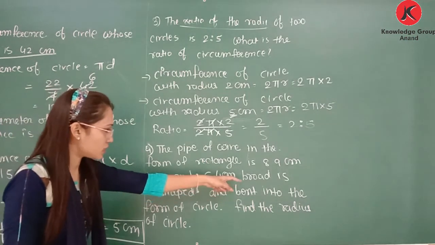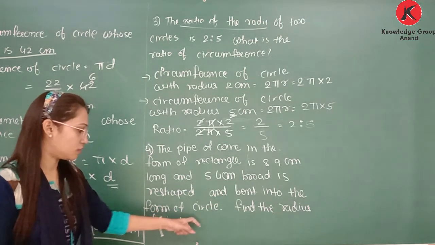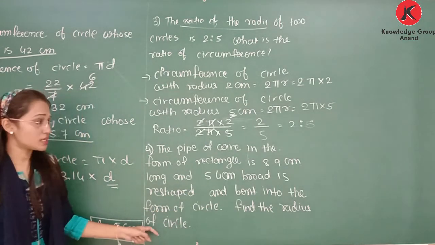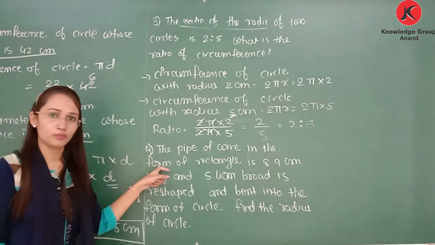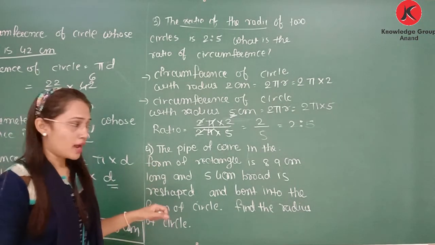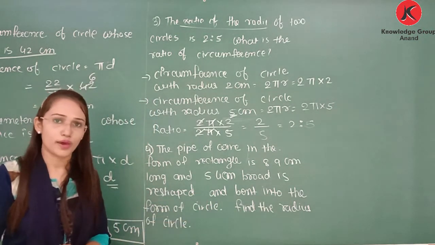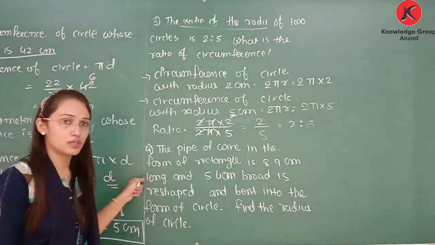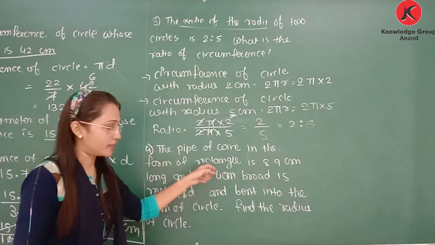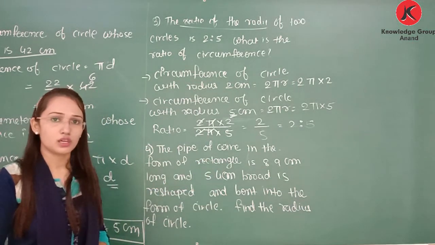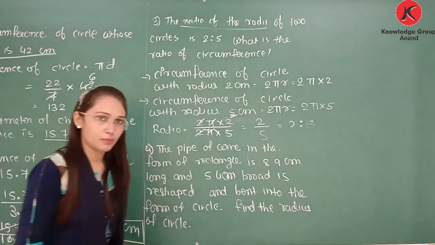Now next one. A piece of wire is in the form of a rectangle of length 8.9 cm long and 5.4 cm broad. It is reshaped and bent into the form of a circle. Find the radius. This kind of example we solved for circle, rectangle and square. One wire is given in the form of a rectangle, and after that it is converted into a square. That example we solved in the exercise. Here the wire is in the form of a rectangle and it is rebent into a circle. But after rebending, the length of the wire remains the same.